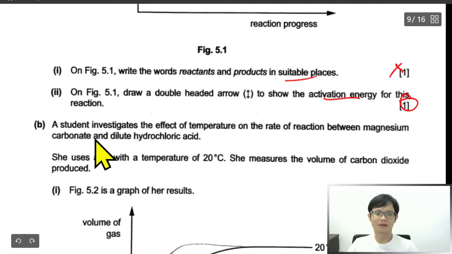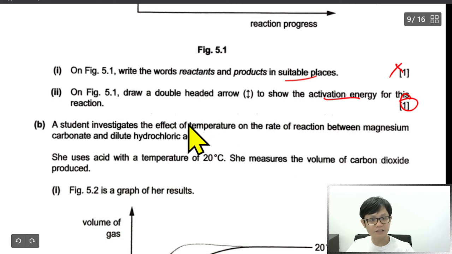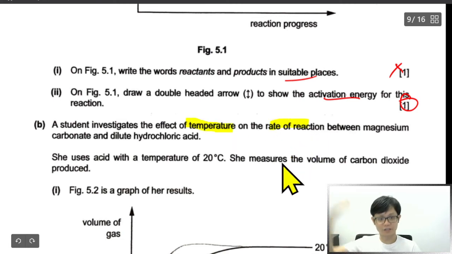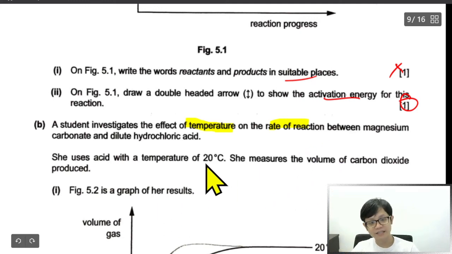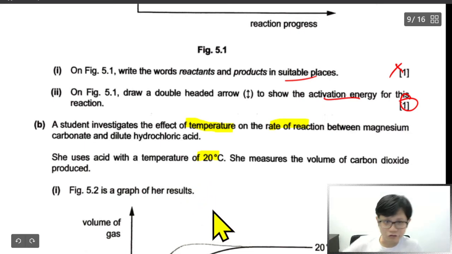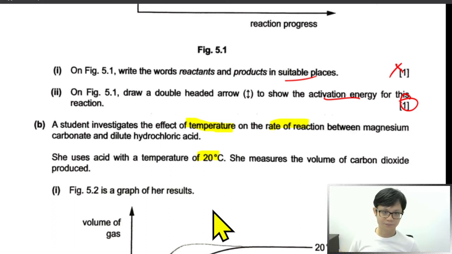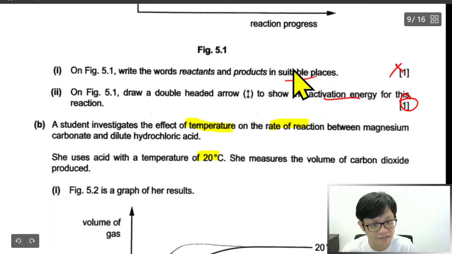B, investigation, effect of the temperature on rate of reaction. Of course we know that if the temperature increases, the rate of reaction will increase. So she uses acid at 20 Celsius, which is room temperature, I would say, right? I think it's around room temperature lah. So she didn't do anything, she just did it in the science lab, I think.